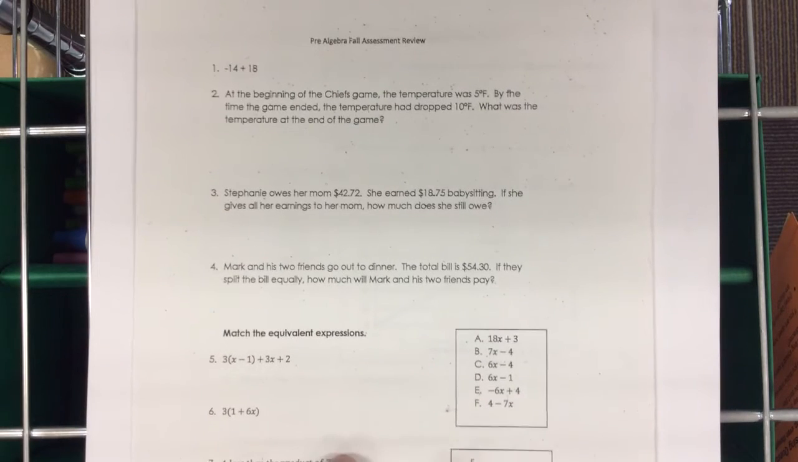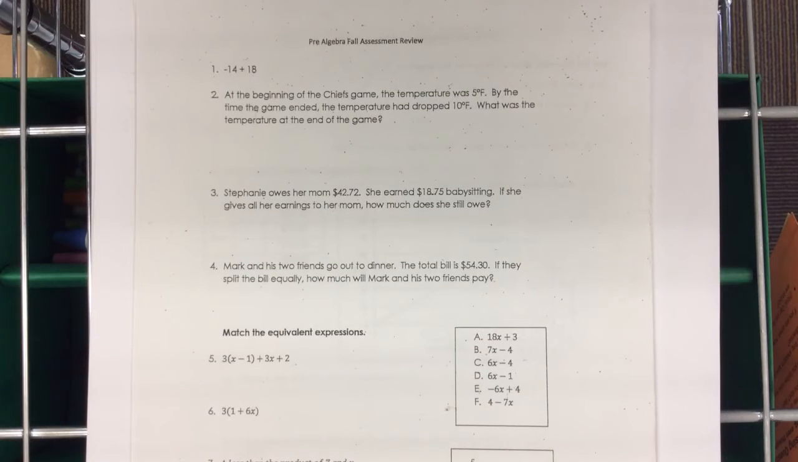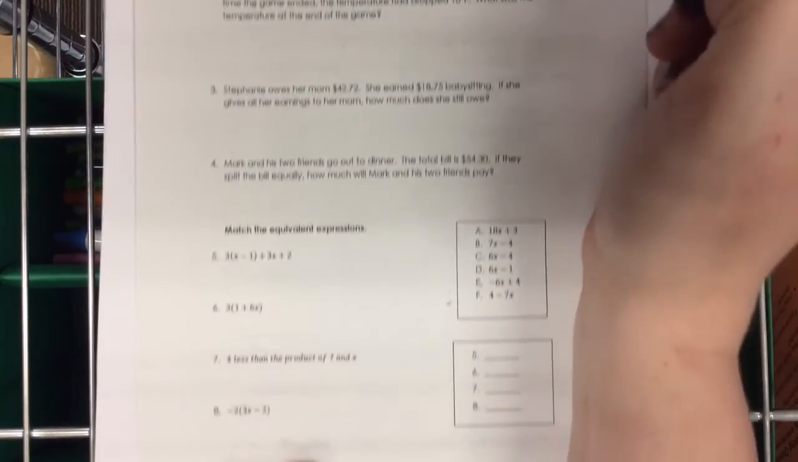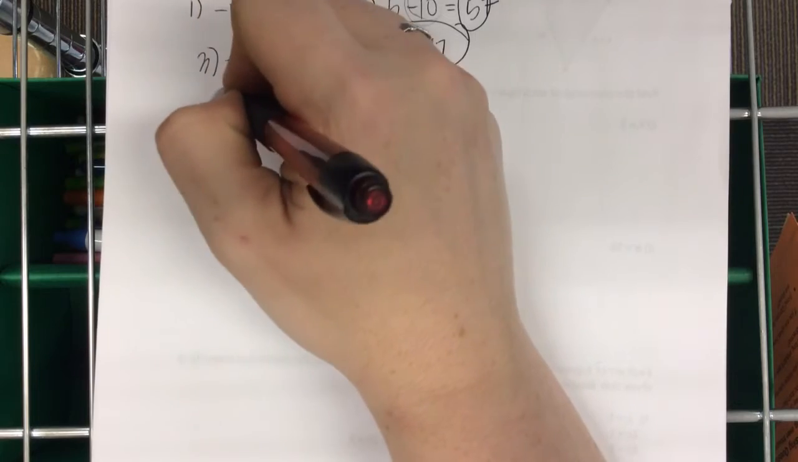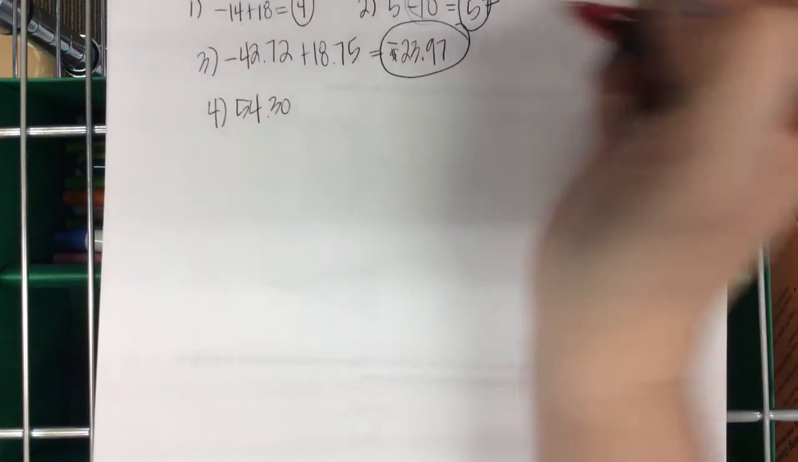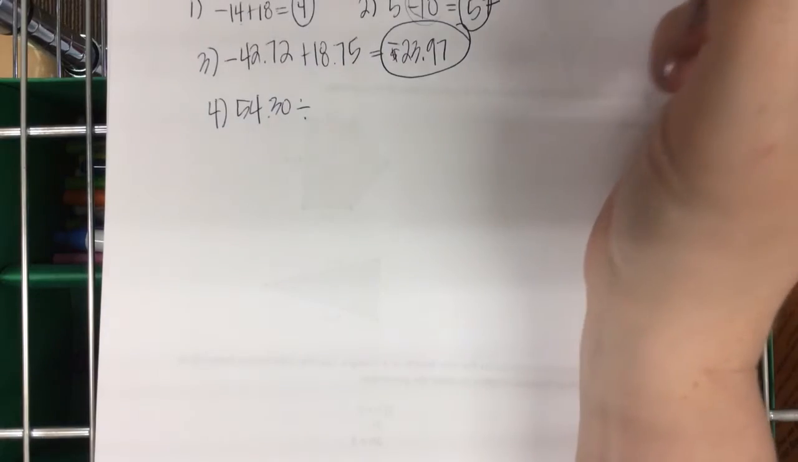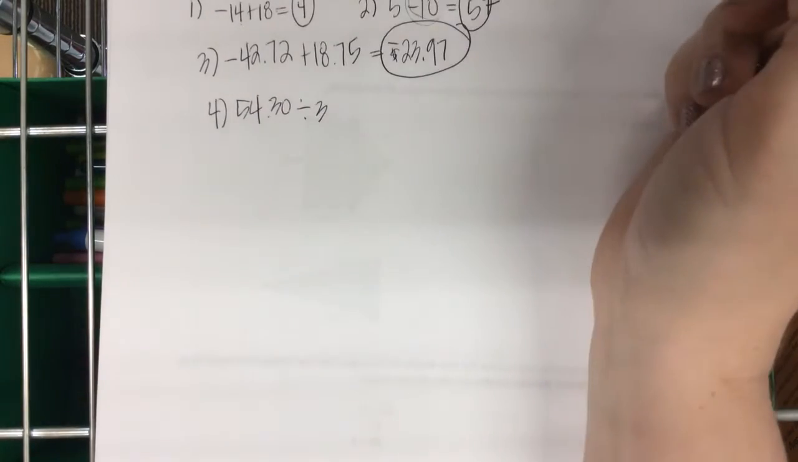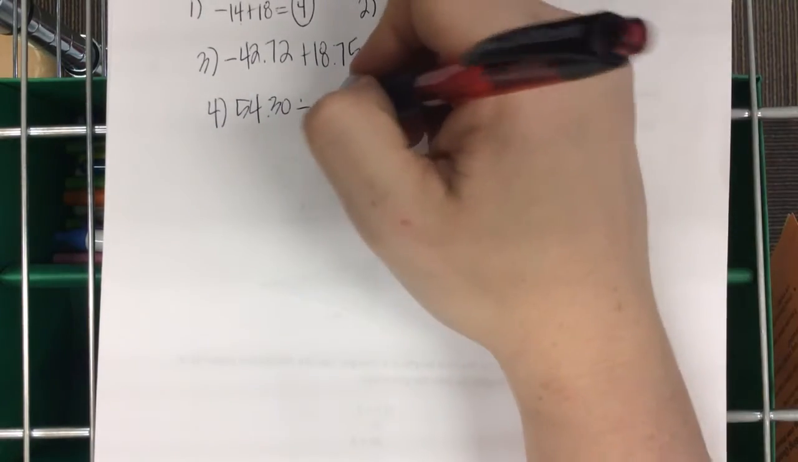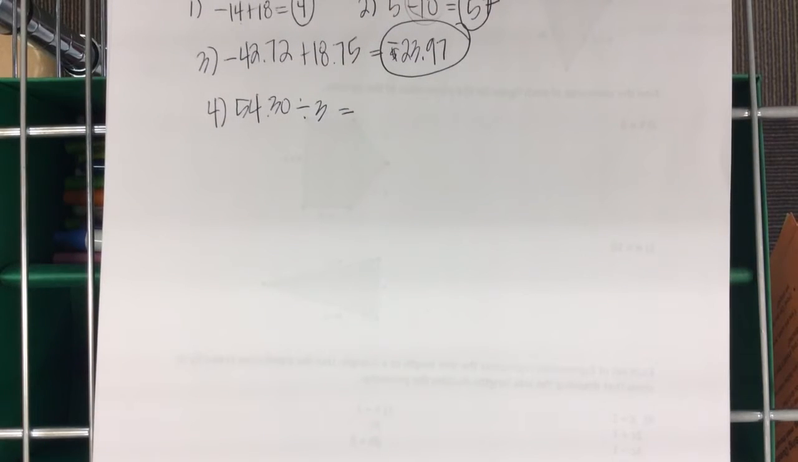Number 4 is the one where people mess up. Mark and his 2 friends go out to dinner. The total bill is $54.30. If they split the bill equally, how much will Mark and his 2 friends pay? So, what are you going to do? $54.30 divided by, why 3? Mark and his 2 friends.